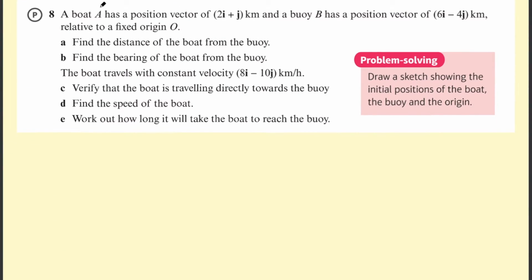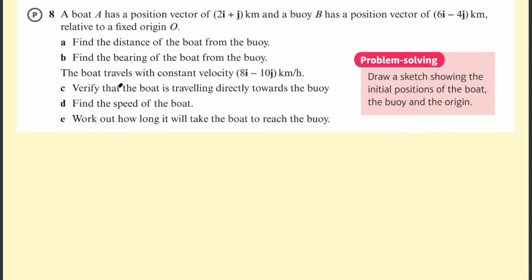Okay, next question. It says a boat A has a position vector of 2i plus j kilometers and a buoy B has a position vector of 6i minus 4j kilometers relative to a fixed origin O. Part A says find the distance of the boat from the buoy. It has a tip here: draw a sketch showing the initial position of the boat, the buoy, and the origin. That's exactly what I would suggest as well.